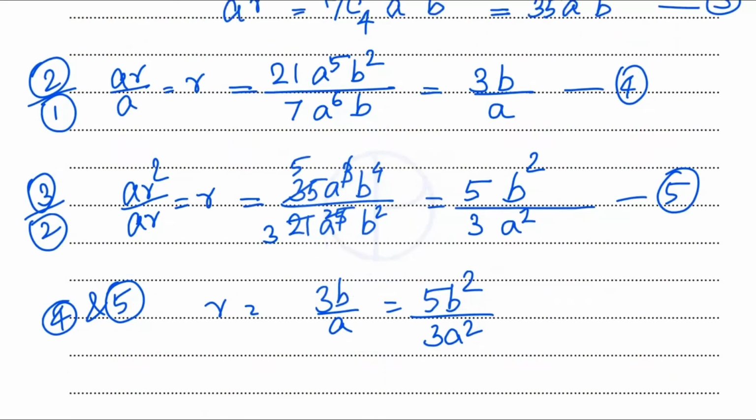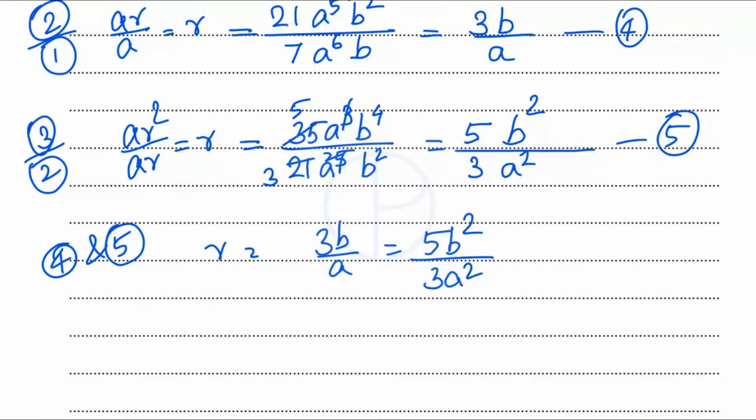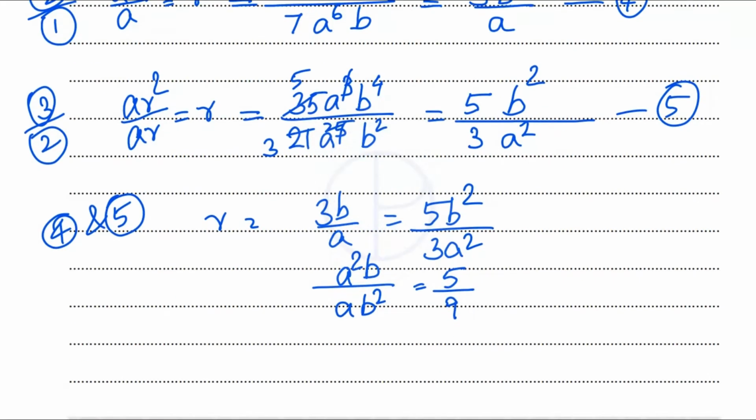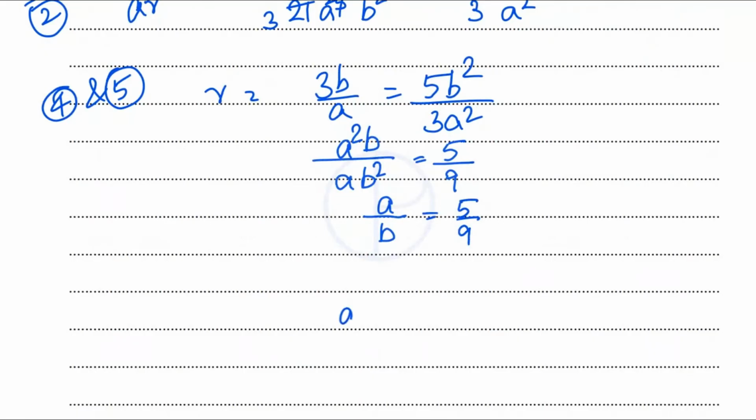So we need to find a divided by b. Let's take a and b to one side. So we get a square b divided by a b square, and let's keep the numbers on the right hand side. 5 divided by 3 multiplied by 3 is 9. On simplifying this, a square divided by a is a, and b divided by b square is, in the denominator we have b, 5 over 9. So a divided by b is 5 divided by 9.